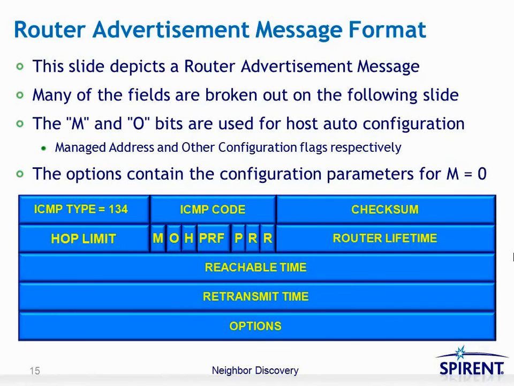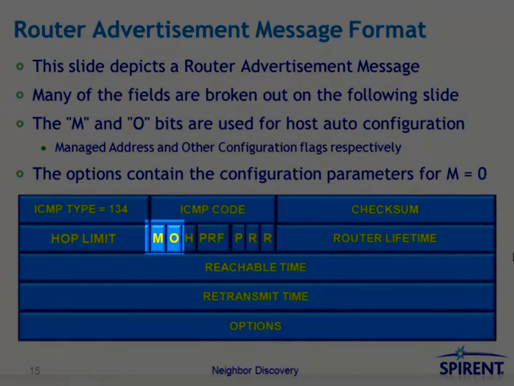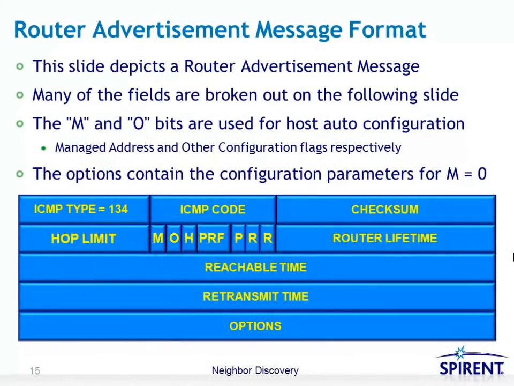Router advertisements play a big part of the IPv6 protocol operation. So this slide depicts the router advertisement message. I'm not going to break out all the fields here, and some of them are broken out on the following slide, but two very important bits, the M bit for managed and the O bit for other configuration, are referred to as flags and are used for host auto configuration.